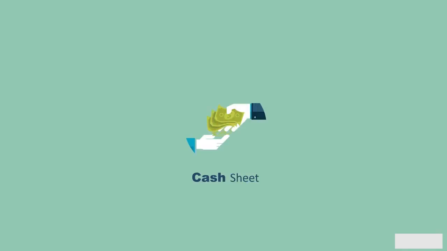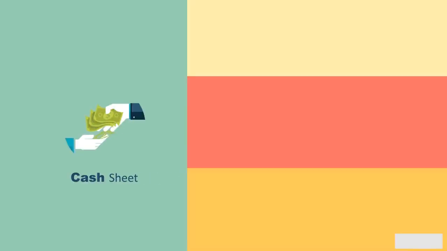A front office requires maintaining a cash sheet. Front office cash sheet is a document that enlists the receipt and disbursement of cash. The cash sheet is used to reconcile cash at hand at the end of the day or shift with document transaction of the day or shift.